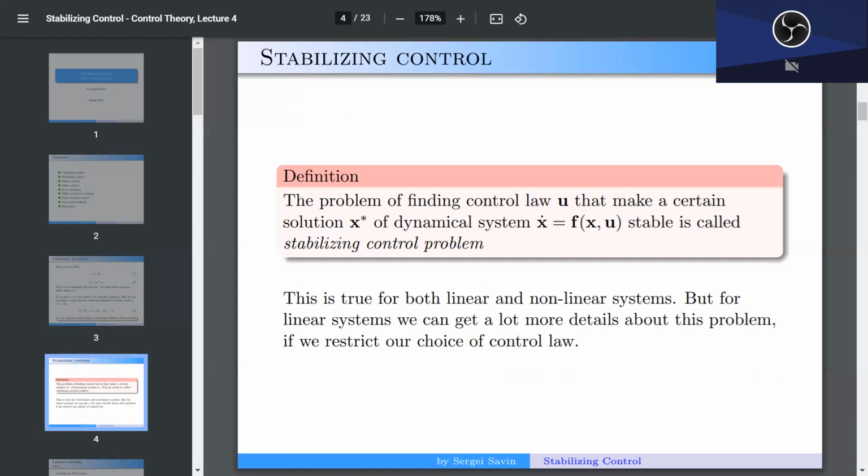So let's go through a definition. If I give you a dynamical system with the input and I ask you to find such control that this dynamical system, after I use this control as input, is stable, that is called stabilizing control. So basically, when I ask you to stabilize a system or find a stabilizing control, I'm just asking you to find such u, which when you plug it into your equation, it gets you a stable system.